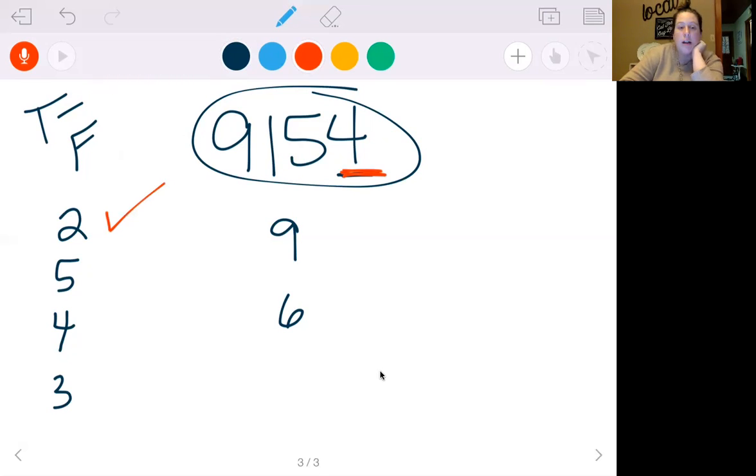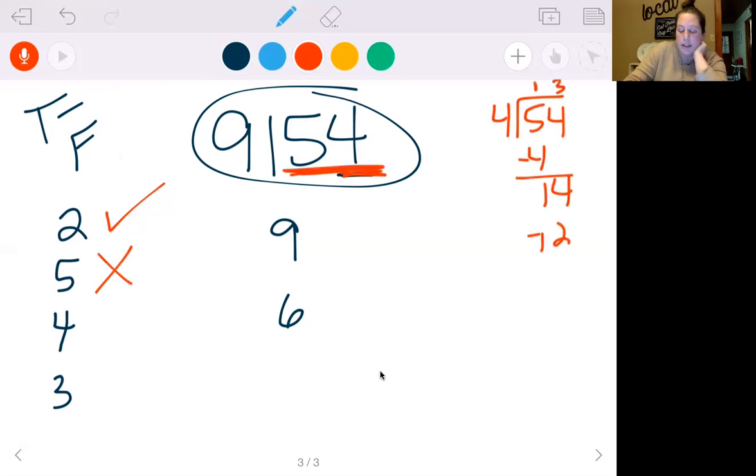Okay, for 5. The rule for 5 is if it ends in a 0 or a 5, I can divide by 5. Well, this doesn't. This ends in a 4, so I have to put an X. For number 4, if its tens and ones digit form a number that's divisible by 4. So for rule 4, I'm looking at 54. So let's try it to the side. Let's see if we can divide 54 by 4. 4 goes into 5 one time. 4 times 1. Okay, so this one doesn't work because it has a remainder, so I'm going to put an X.